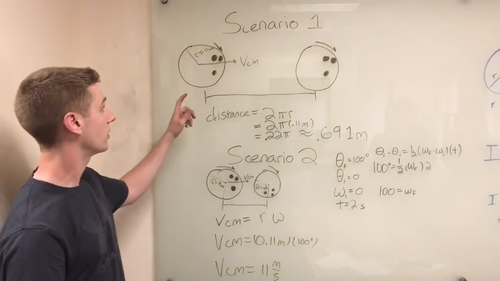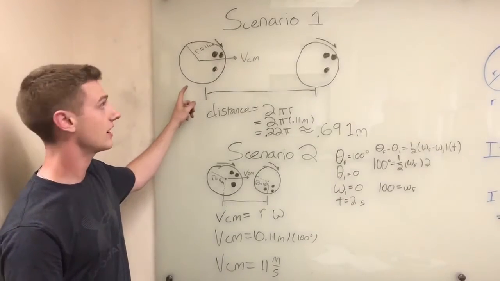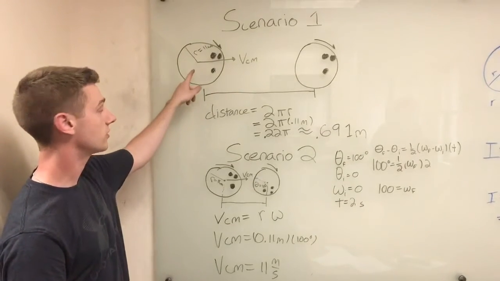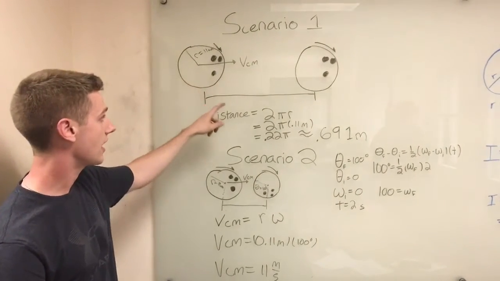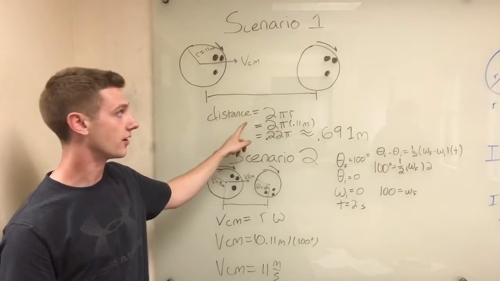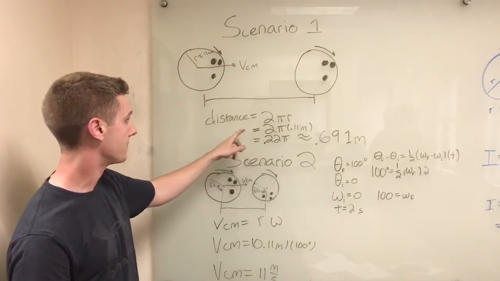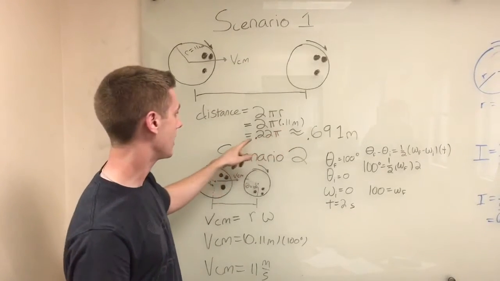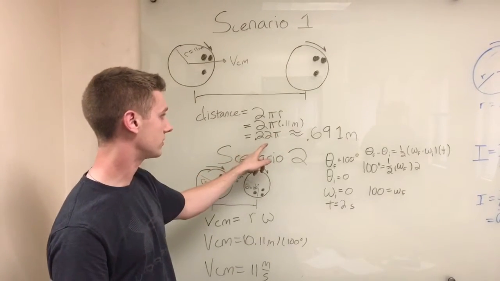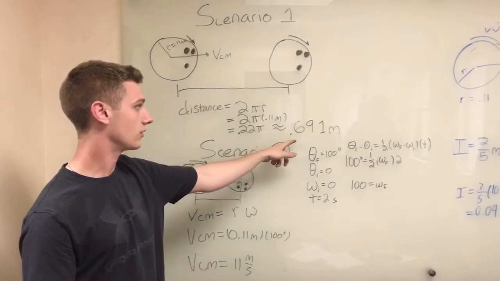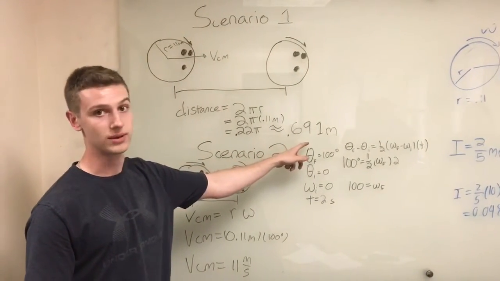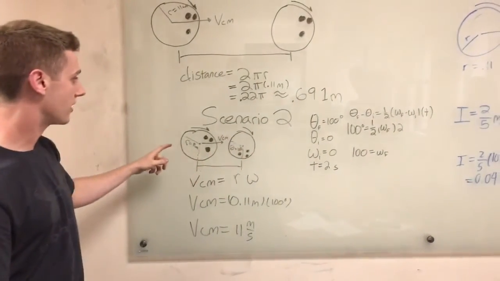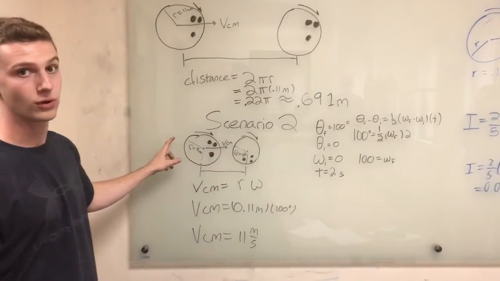In our first scenario, we're going to do a bowling ball rotating one full rotation. The radius is 11 centimeters and the distance equals 2 pi r. So then we put in the radius, which equals 0.11 meters, and that goes to 0.22 pi, which equals about 0.691 meters.